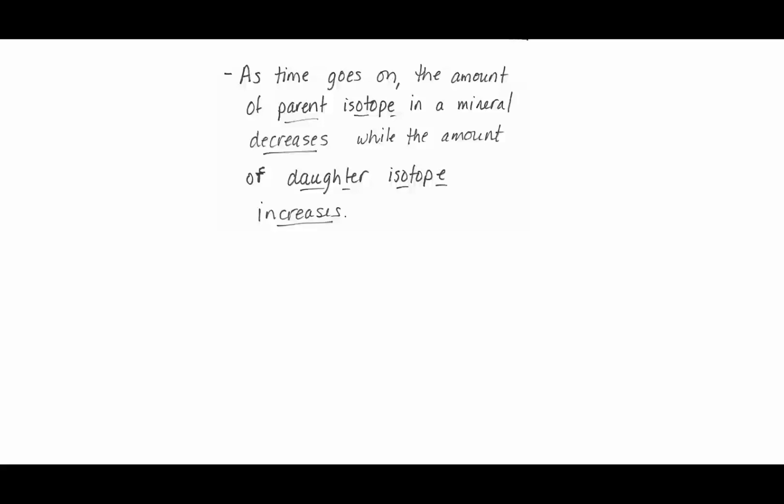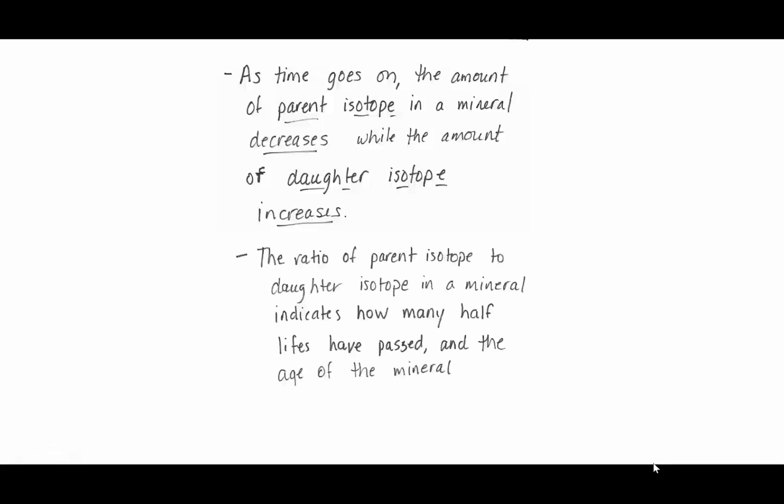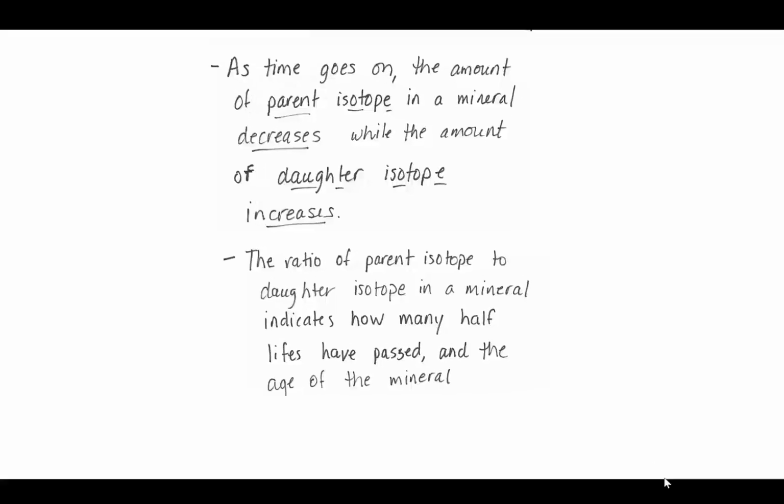So as time goes on, the amount of parent isotope in a mineral will decrease as the amount of daughter isotope in the mineral increases. The ratio of parent isotope to daughter isotope is going to change in a systematic way. So just to put things in a little more concrete terms, we want to show how in an igneous rock, the amount of parent isotope is going to decrease and the amount of daughter isotope increase over time, and how the ratio of parent to daughter isotope changes over time.